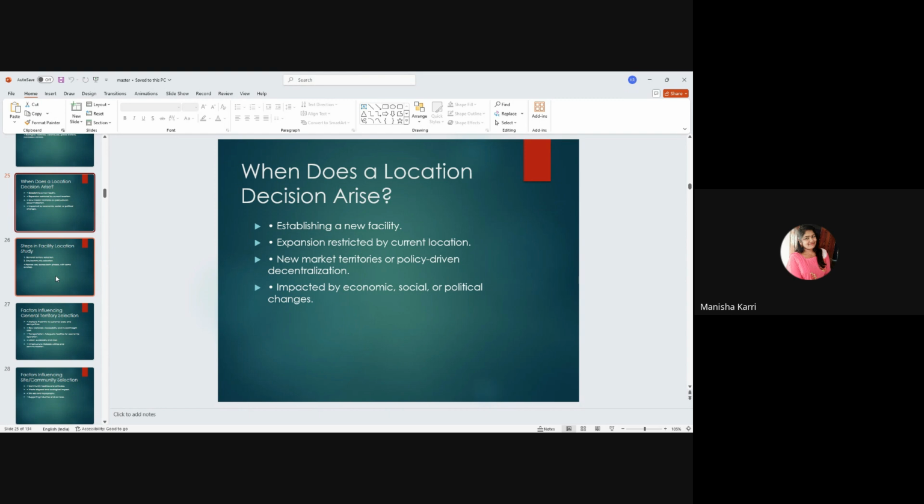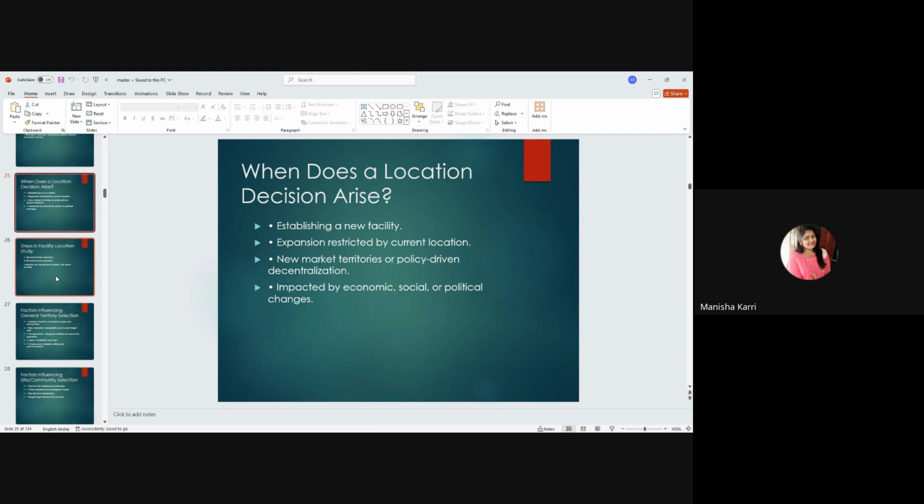that encourage operations in different areas. Also, economic, social, or political changes, because shifts in the economy, social conditions, or political climate can make it necessary to relocate or open new facilities. The best example is a manufacturing company that may move operations to another region due to tax benefits or to avoid political instability.